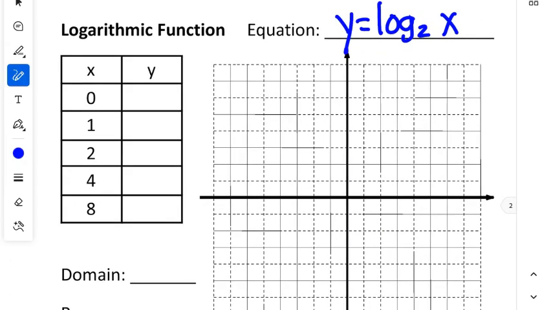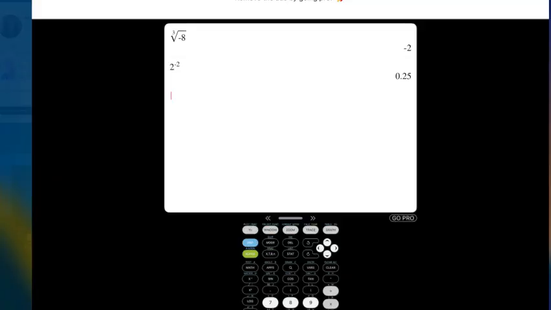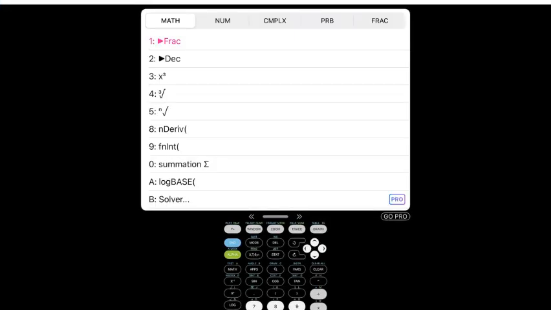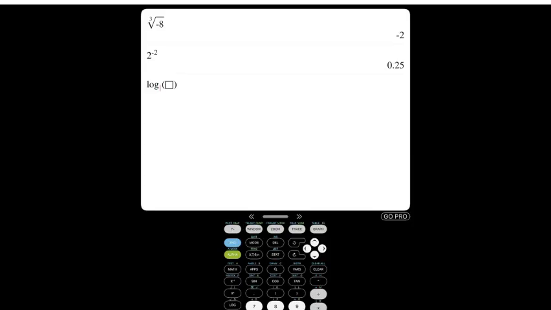Okay, let's go to log. Log base 2 of x. All right, let's see how we put this in the calculator. Math, math A. Go down to log base. We could put a 2 in there, and then we're going to put in 0 first. Log base 2 of 0.